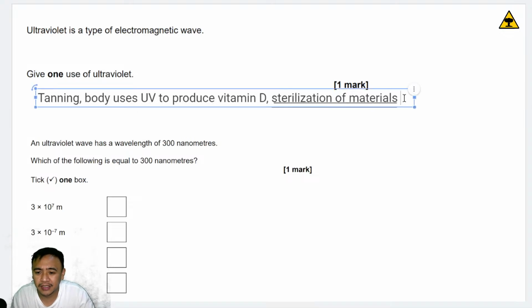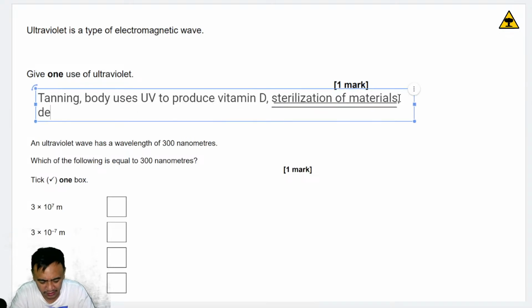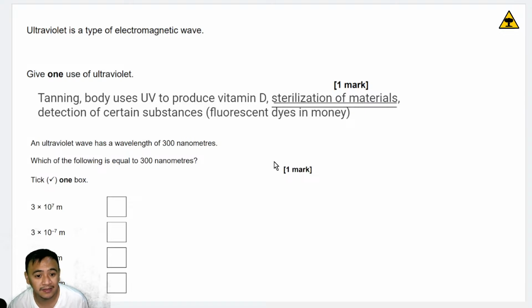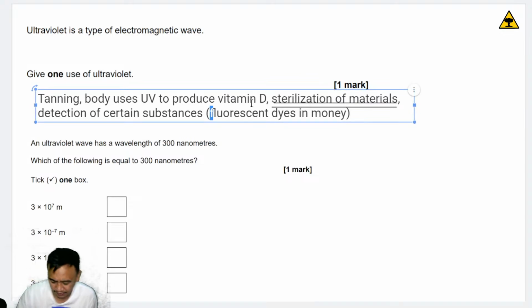Another possible one I'll just add to this is detection of certain substances. An example here would be fluorescent dyes in money. Basically, this is one way to prevent counterfeiting of money. So again, these are a few possible answers. There are a lot more, but we'll stop here.